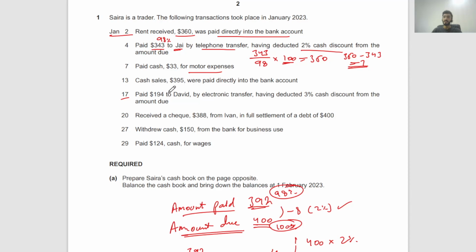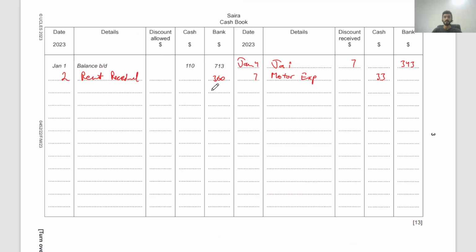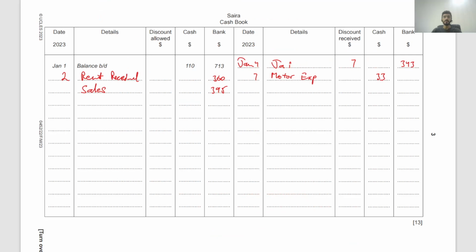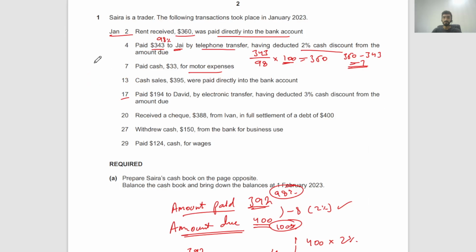Okay, next, cash sales $395 were paid directly into bank. So it just goes into bank. $395 into bank. You can say cash sales, or you can just say sales if you want, because the double entry will be made in the sales account, right? So that happened on the 13th. All good so far. Let's move on.